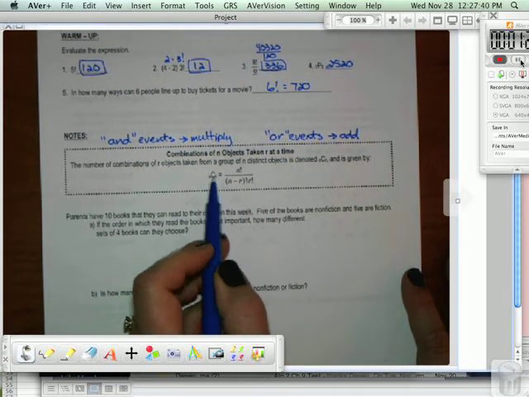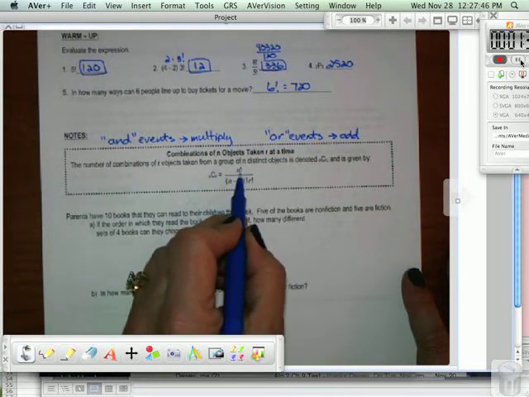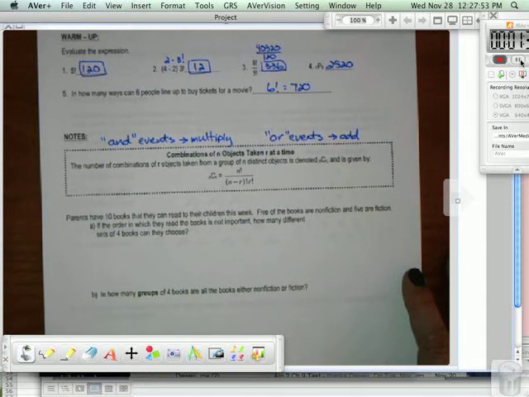For example, if you have 10 objects and you need to choose 4 of them, it'd be 10 choose 4, and it'd be 10 factorial over 10 minus 4, which is 6 factorial, times 4 factorial. And we'll just practice it a little bit.